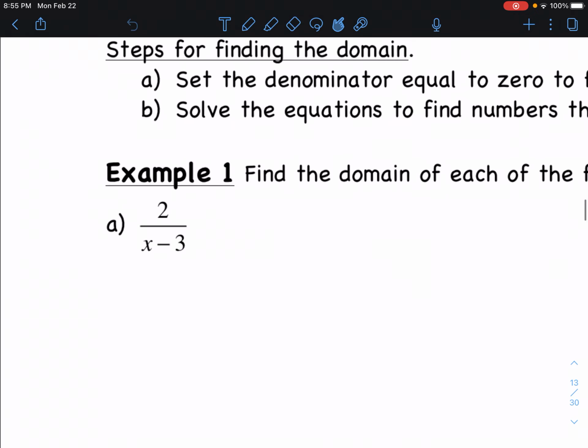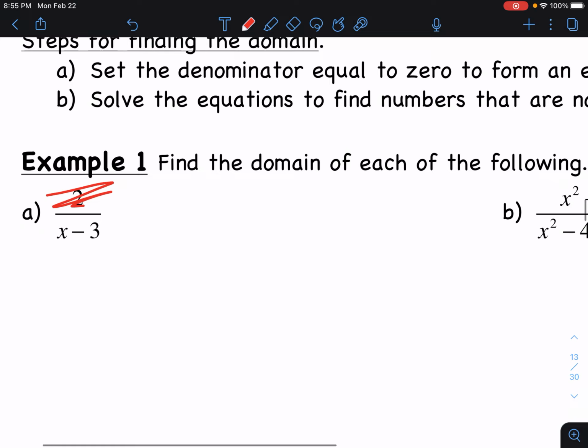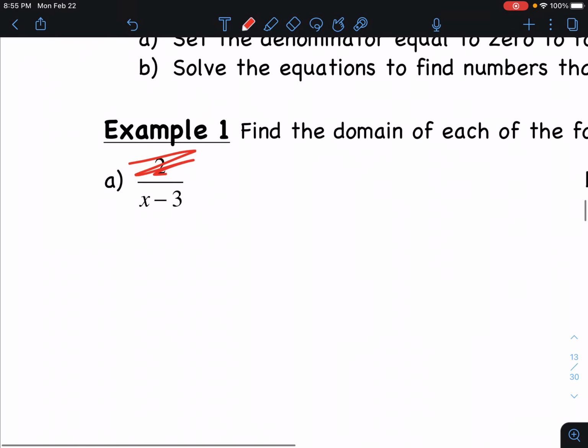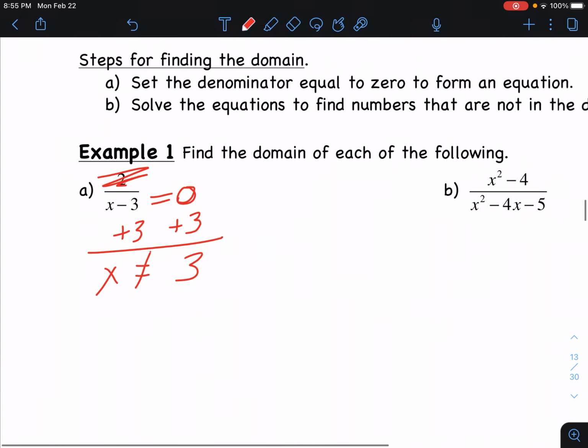So let's do what it says in example 1 to find the domain of this. Again, don't worry about the numerator. As the directions say, set the denominator equal to 0. And then here you would just simply solve for x. You would add 3 to both sides. And we would actually want to say x cannot be equal to 3.